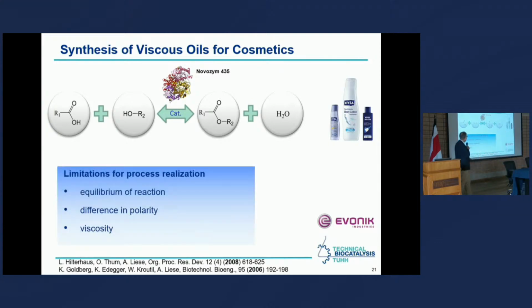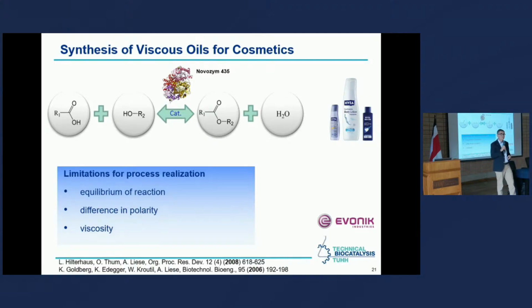Now, what are the limitations if we want to realize this process? The problem is the equilibrium of the reaction. That's not 100% on the product side. And that's a challenge. Because if you're a company producing skincare creams, they want to have a very high conversion. The limit is 99.8% conversion, so that they can directly use the fatty acid ester in any of their skincare creams.